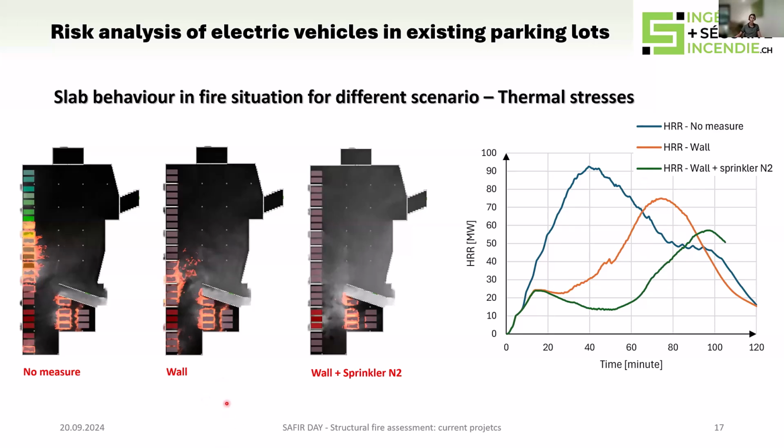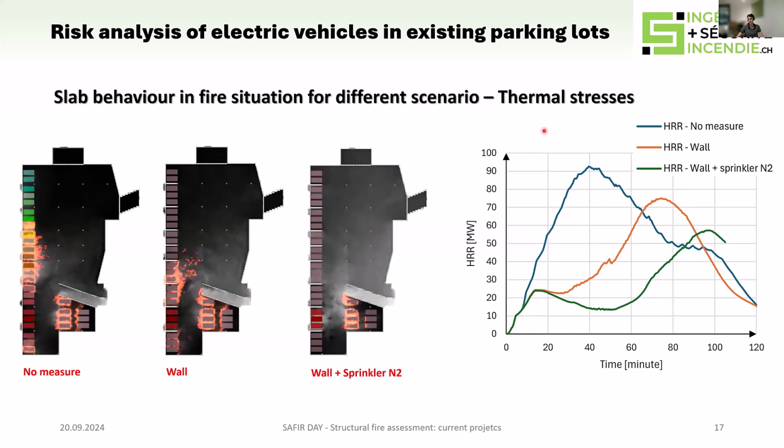Here is one of the first outputs that we studied, quite interesting. This is a screenshot after 60 minutes of fire. So on the left, without any measures, we can see the fire spread. Also with just walls, but later than the existing situation, and with the sprinkler, the fire spread occurs, but later. So on the right, we have the 3 heat release rate curves as a function of time. So we see the difference between the 3 scenarios.